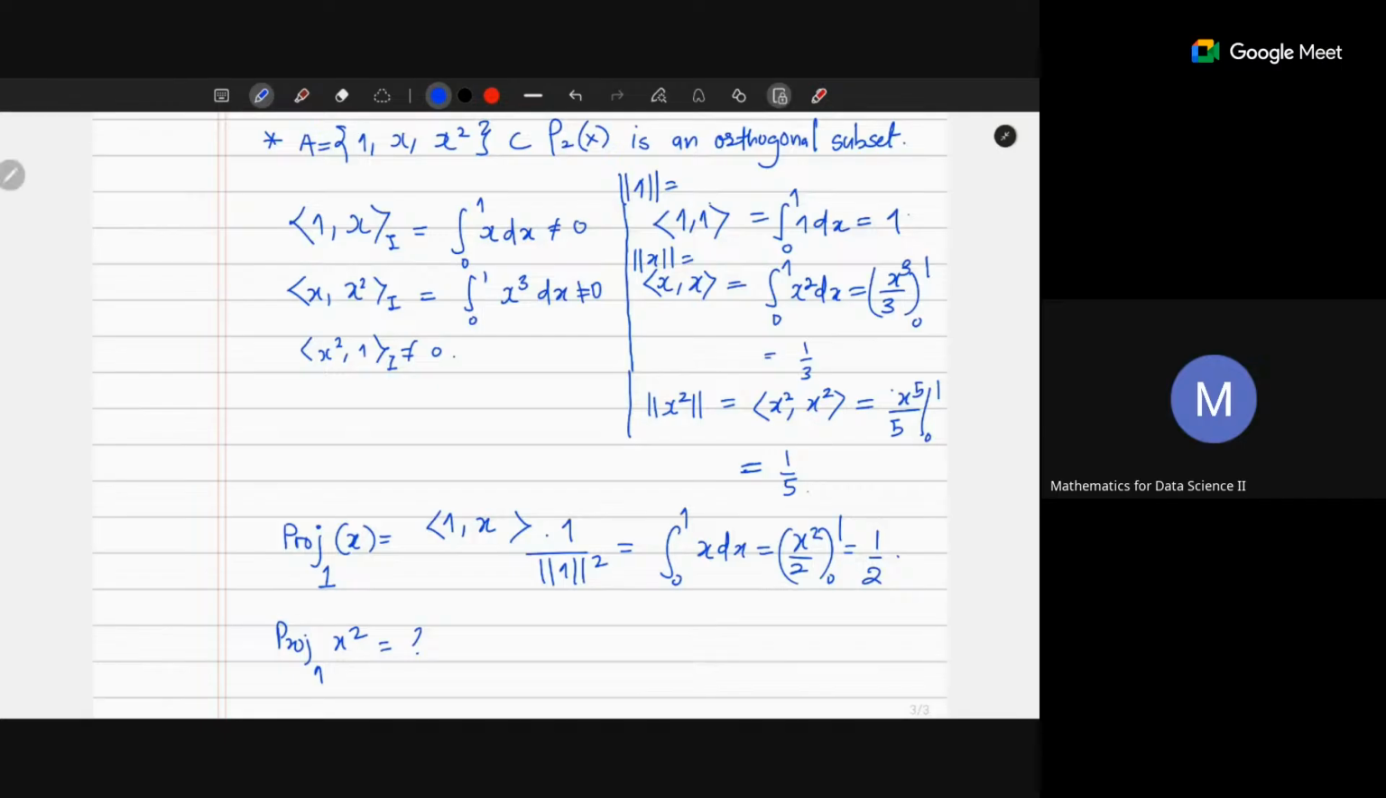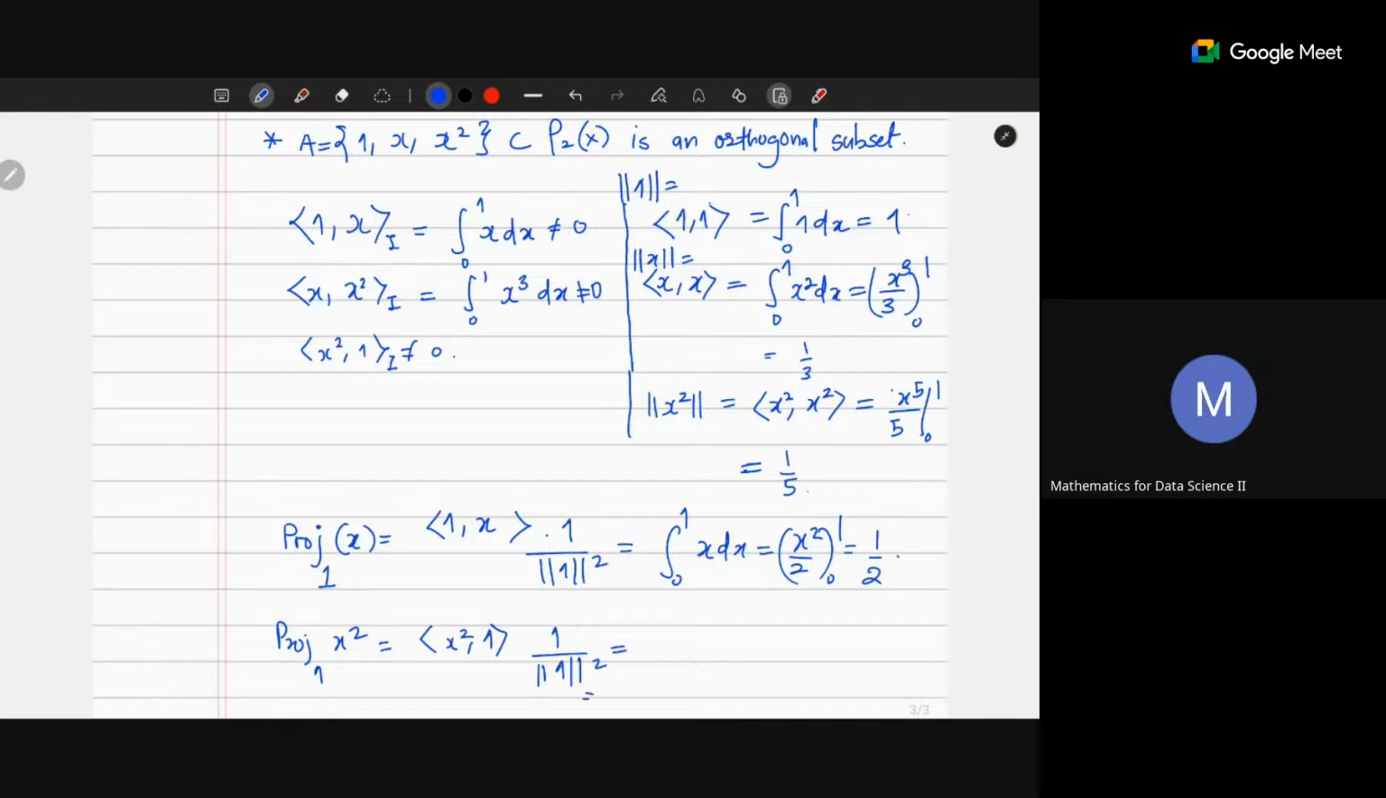Similarly, if you want to project your vector x square onto 1, what would it be? It would be the inner product of x square with 1, in the direction of 1, divided by norm of 1 square.